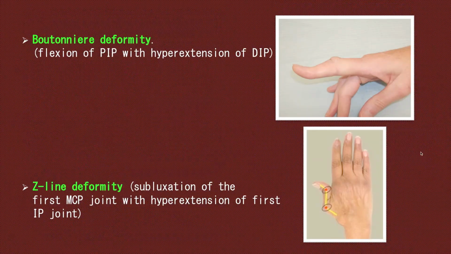Next is Boutonniere deformity. In Boutonniere deformity, the proximal interphalangeal joint is flexed, as you can see, whereas the distal interphalangeal joint and distal phalanx are hyperextended. So flexion of the PIP and hyperextension of the DIP. Similarly, we have Z-line deformity. The thumb becomes like a Z.